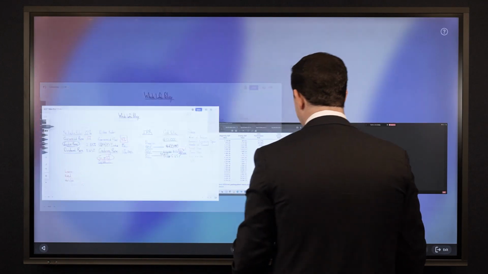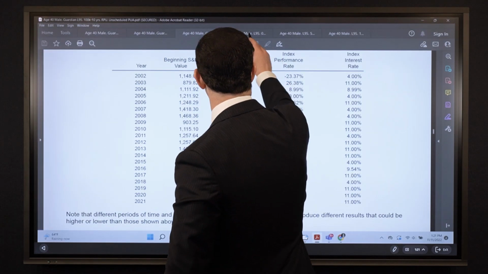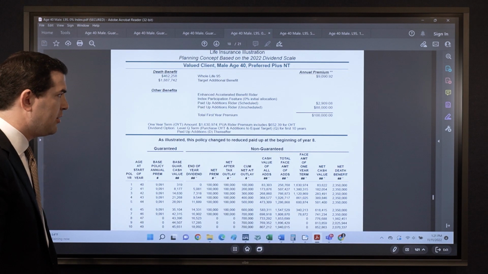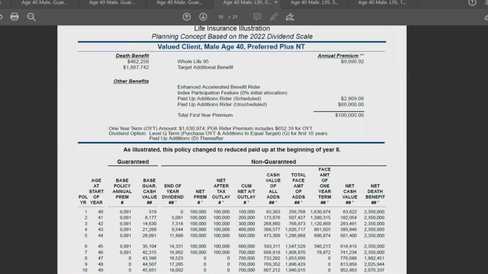So let's take a look here. We're going to look at 3 illustrations. What we will look at first, and you'll see all of these illustrations are identical, is funding a policy at $100K per year for 7 years. Just max fund it. The MEC limit's a little over $100K, but we're just going to juice this thing, and the aim here is to maximize the internal rate of return.